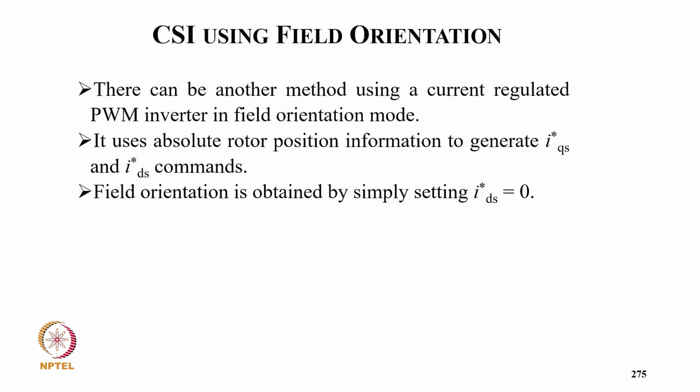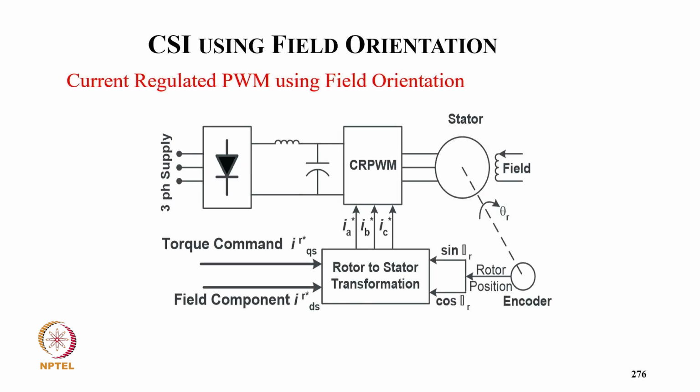There can be another method which uses a current regulated PWM inverter in the field oriented control and uses absolute rotor position information to generate Iqs star and Ids star commands, and field orientation is obtained by simply setting Ids equal to 0. And this is typically current regulated field oriented control.